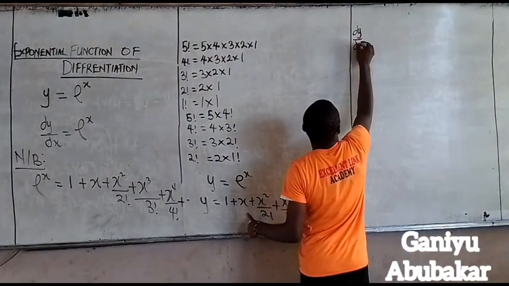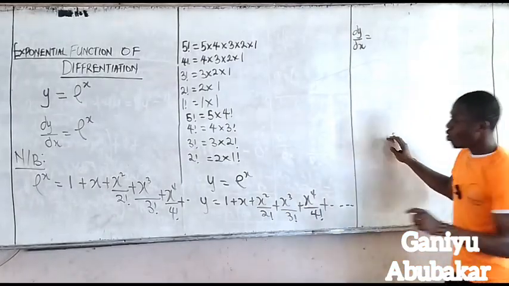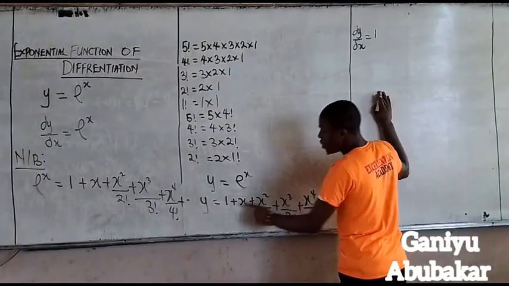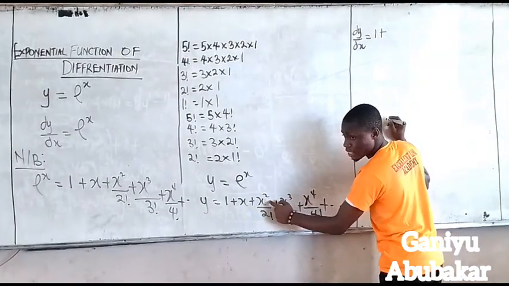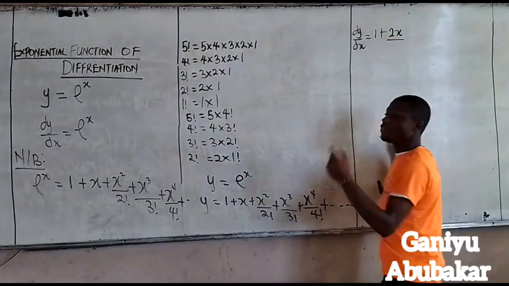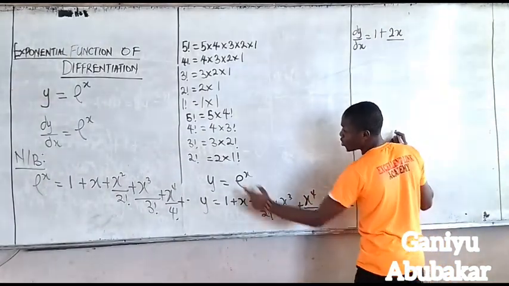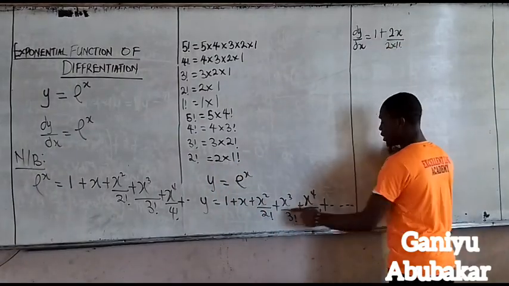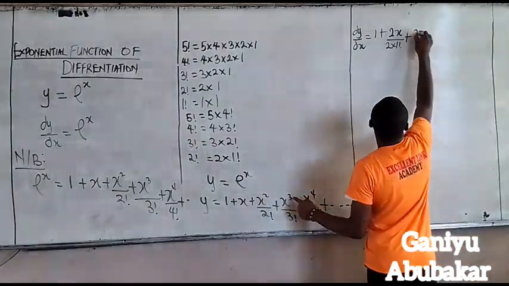So I'll have dy/dx equal to: differentiate 1, that's 0, it's gone. Next, differentiate x, I'll have 1. Next, plus, differentiate x squared: I'll have 2x over 2 factorial. But 2 factorial is 2 times 1 factorial, so I'll have 2 times 1 factorial. Next, plus x power 3. If I differentiate x power 3, I'll have what?